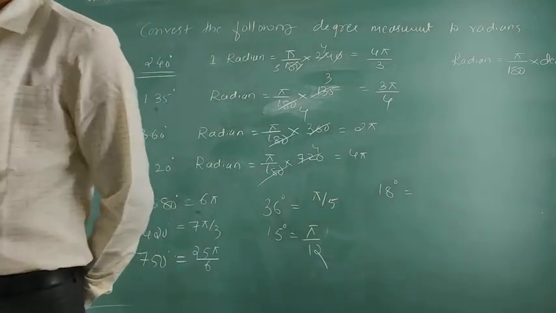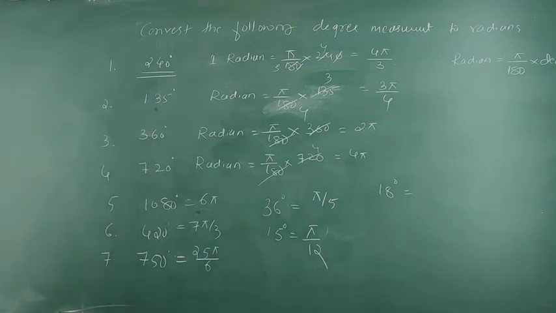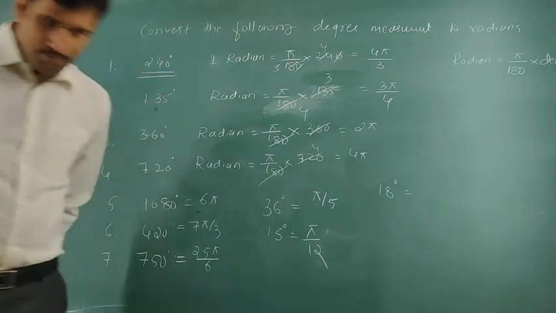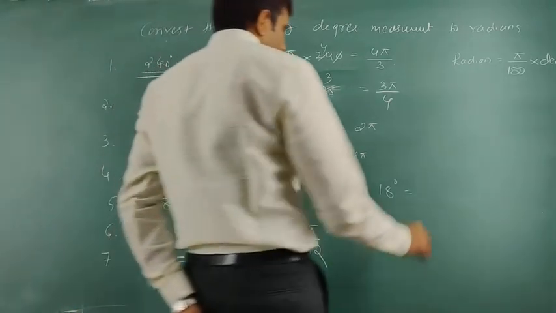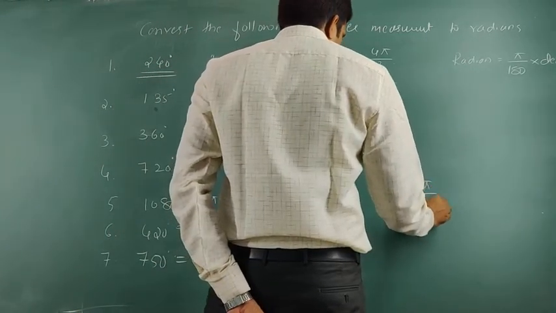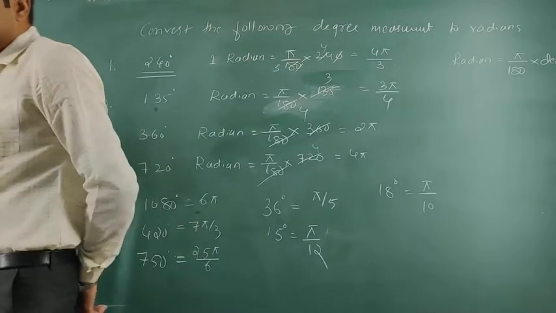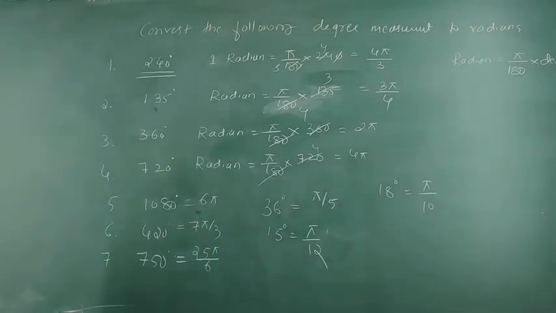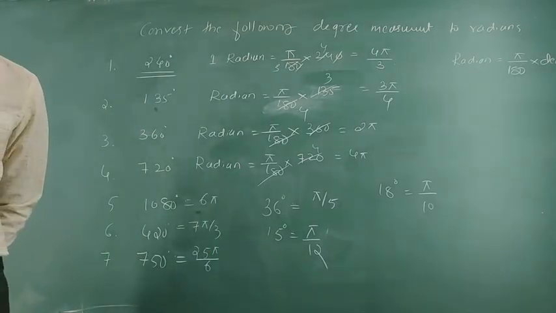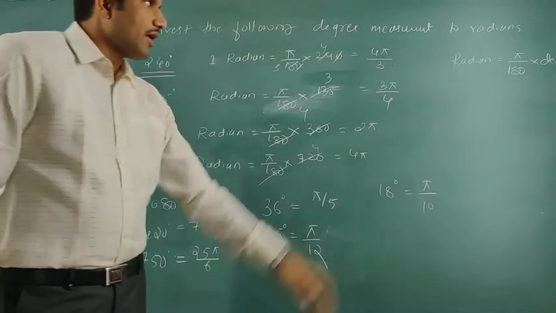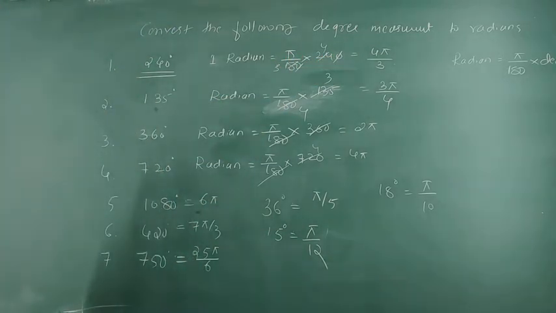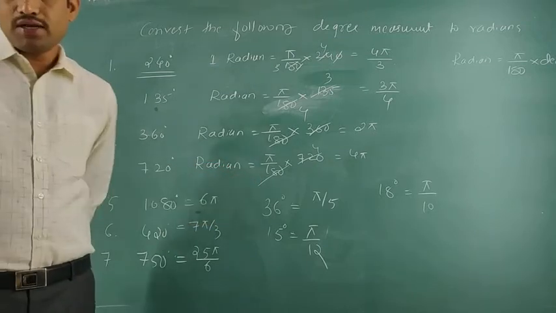18 degrees. Pi by 10, sir. Pi by 10. Okay. Is it clear for everyone how to convert degrees into radians? Yes, sir. It's very easy. Just apply that formula. Radian is equal to pi by 180 into degree. Then substitute the value, you get the answer.